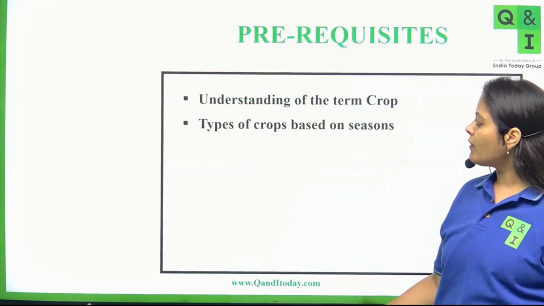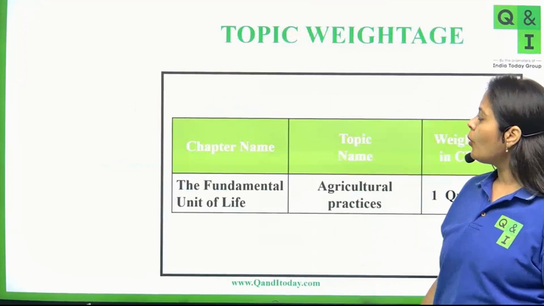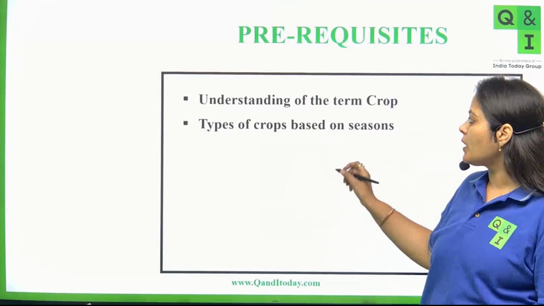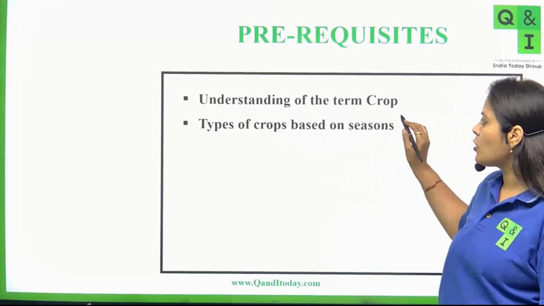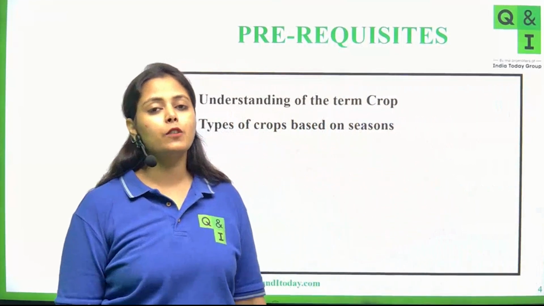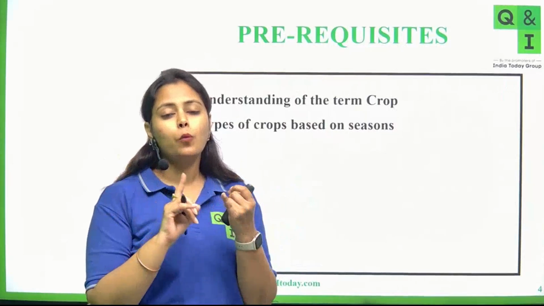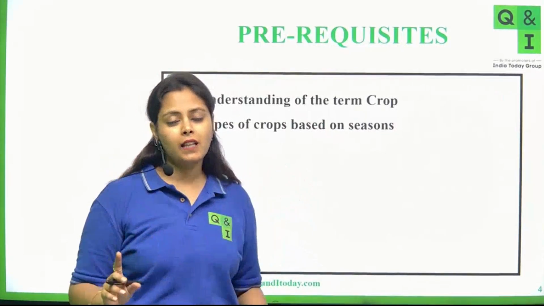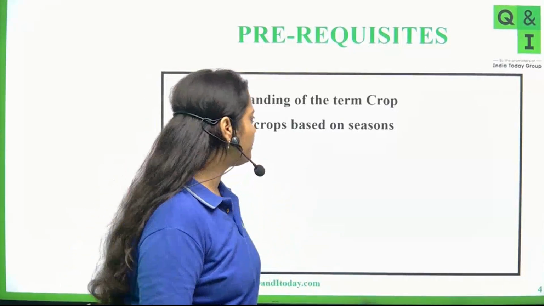So now today we are going to talk about the agricultural practices. What prerequisites do you need to have a basic idea of before beginning today's class? Understanding of the term crop and types of crops based on seasons. In the previous class, I had also told you that crops are basically those plants which are grown in a particular area at one place. They are of the same kind and they are grown on a large scale. Then you call those plants crops.